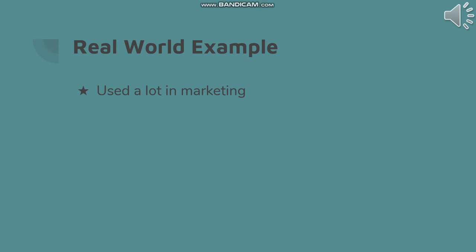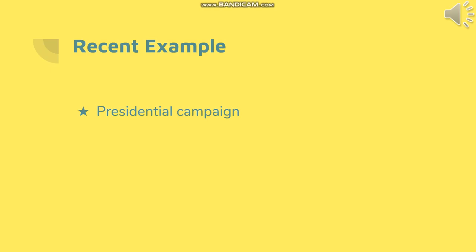Now that we've looked at a common way, let's look at a pretty recent and relevant example of this, which is the presidential campaign. The presidential campaign is a prime example of the Yale attitude change approach. These are a bunch of people who use marketing to try to win you over so that you will vote for them. The sources are the candidates.